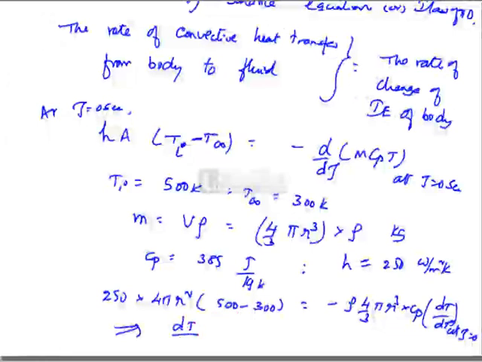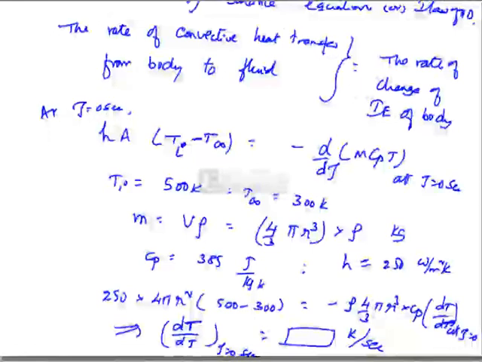dT by d tau, the rate of fall of temperature at tau is equal to 0 seconds, could be calculated in Kelvin per second. Hence the answer could be obtained. Hence the problem. In this problem, the lumped heat capacity analysis is already valid, that is given in the problem. So the Biot number doesn't have to be checked.